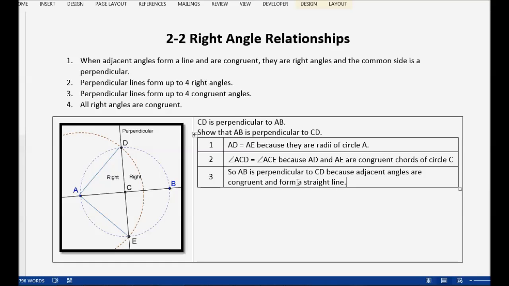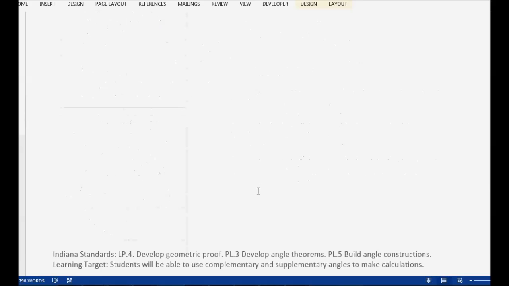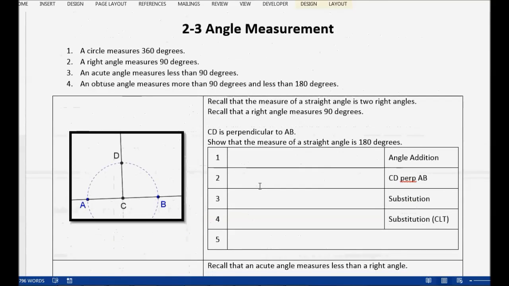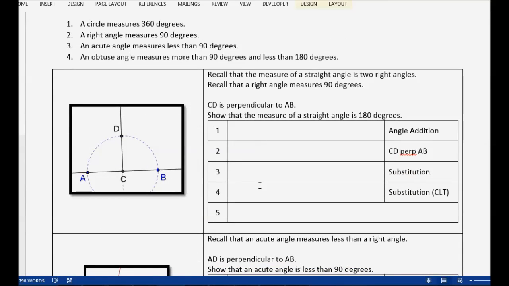So these three lines, you need to be able to reproduce them on the test. There's no hints other than to have this drawing, but it will not have the two lines in it. So you have to make sure that you remember that those two lines are there. The 2-3 angle measurement proofs are all about showing that our definitions up here relate directly to the degree measurements that we know they should.